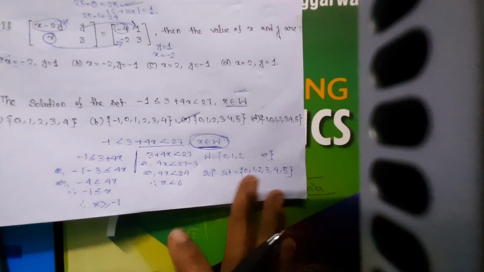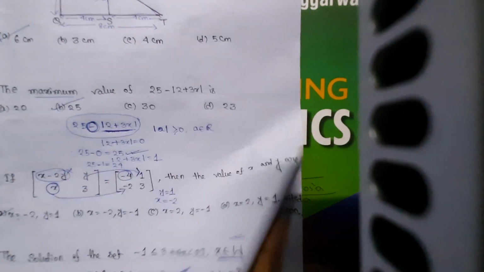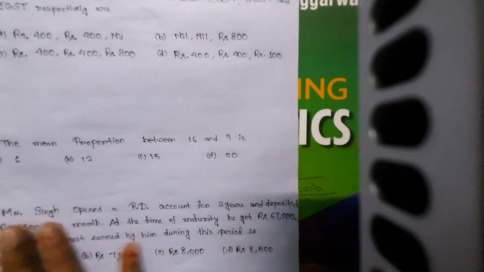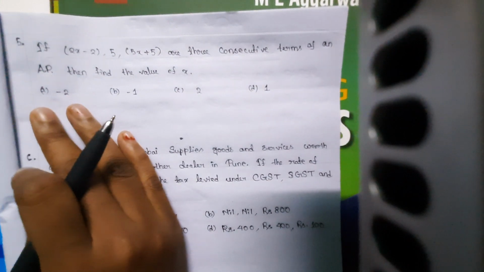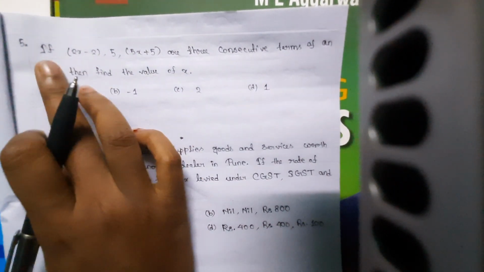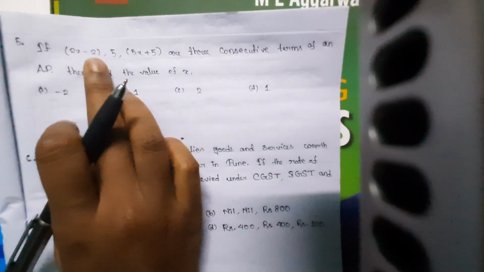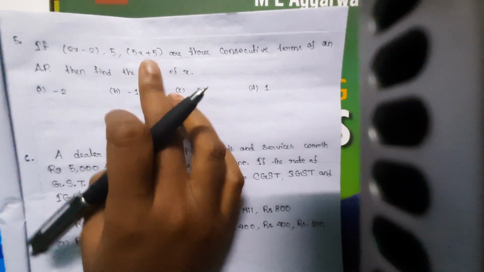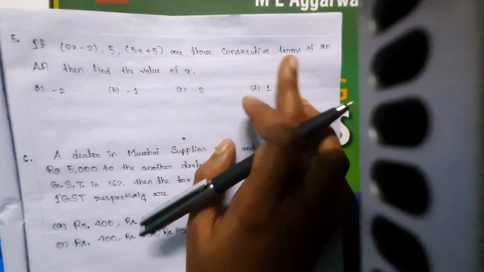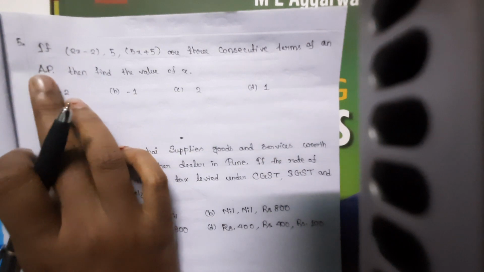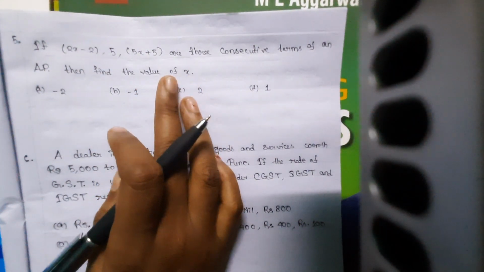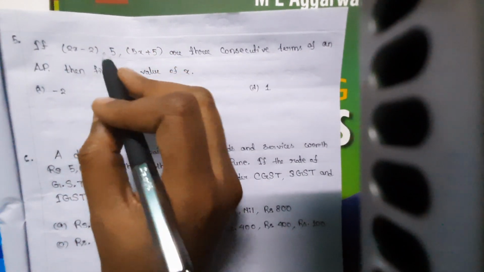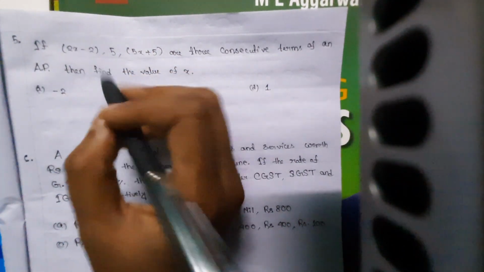Okay. Now take this fifth problem. Already we solved 4 problems within 6 or 7 minutes. Now let's start the fifth problem. This is: if 2x minus 2, 5, 5x plus 5 are three consecutive terms of an AP, arithmetic progression, then find the value of x. You know, for an AP the common difference is always equal, and what is common difference?